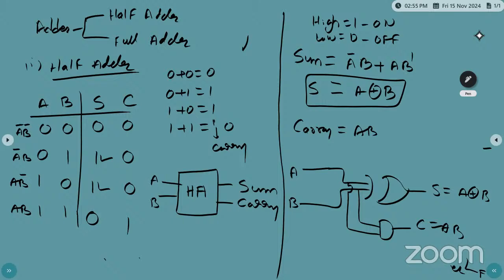Now you can apply any input combination here. Shall I take 1 0? Apply the A value and B value. Assume A equal to 1, B equal to 0. These are different inputs, so the XOR output is 1. Next, with inputs 1 and 0 at the AND gate, the output is 0. The output is sum 1, carry 0. Verify the table: sum 1, carry 0.